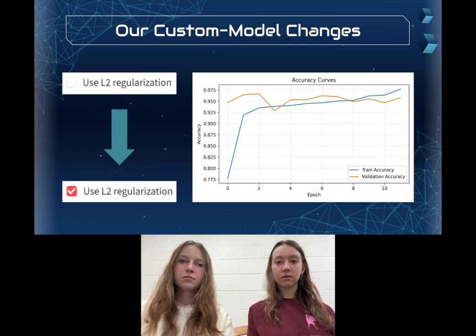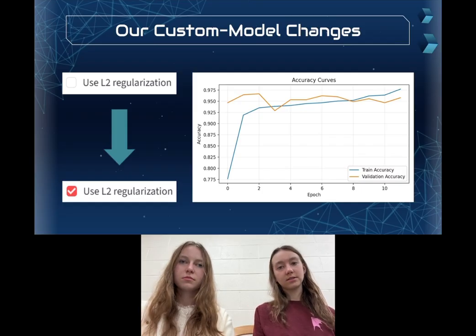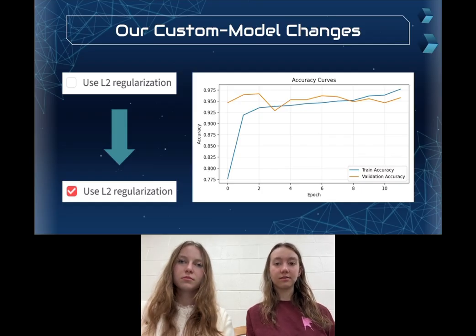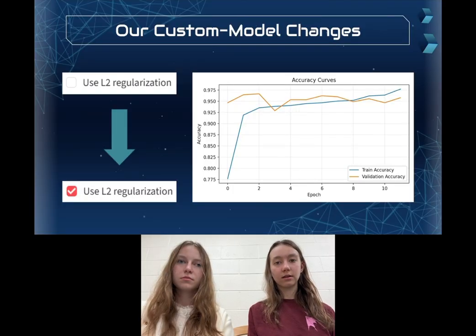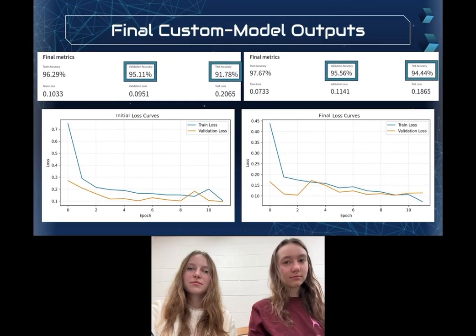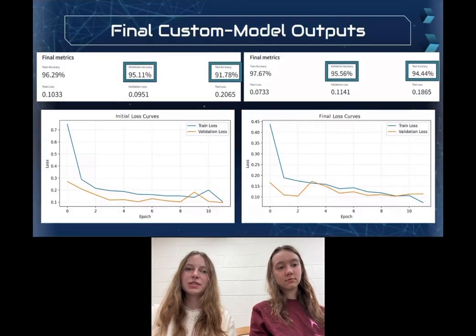After we increased the kernel size, we noticed that the train accuracy was starting to get higher than the validation accuracy, which indicates signs of overfitting. In order to address that overfitting, we decided to include L2 regularization since it specifically prevents models from memorizing and reduces overfitting. Our final custom model showed improvement in several ways.